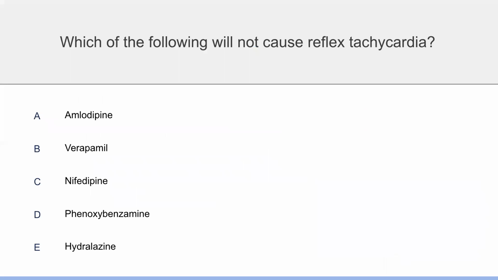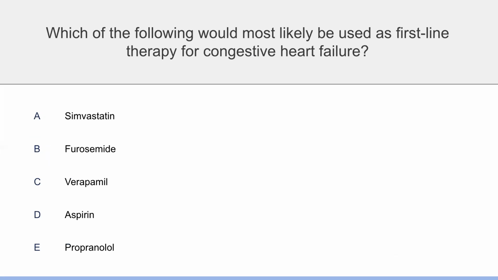Whew, okay, so some final few questions to run through. Yep, so remember, verapamil is a non-dihydropyridine calcium antagonist, which does not cause reflex tachycardia. Which of these are likely to be used in first line?